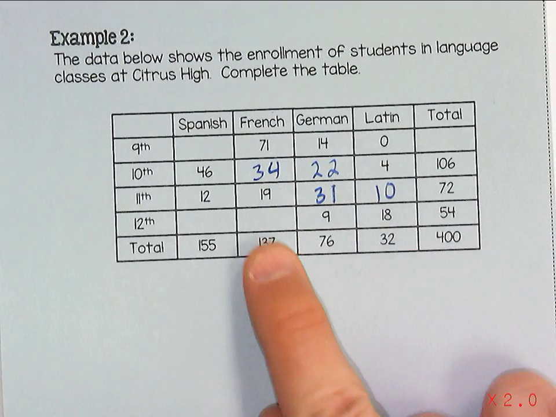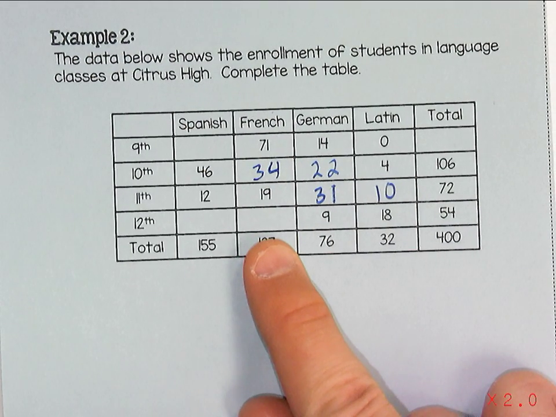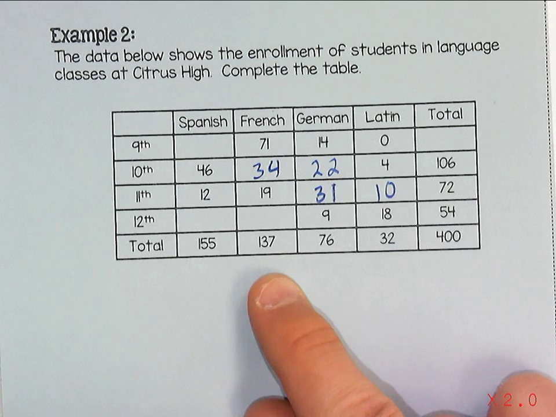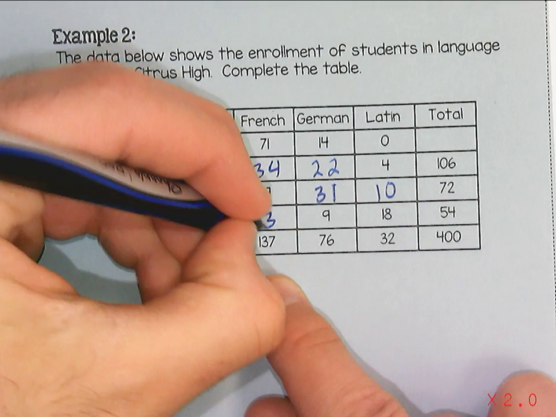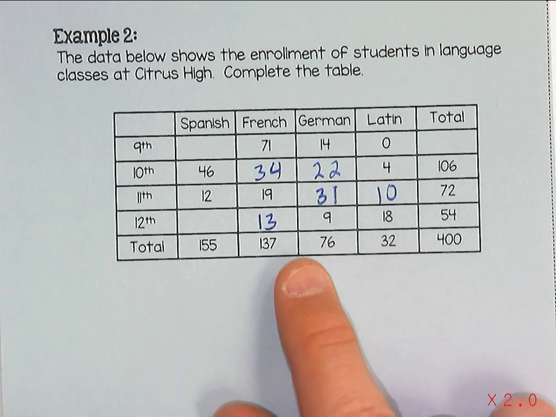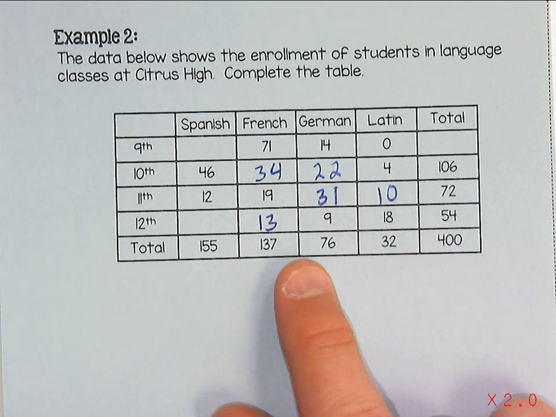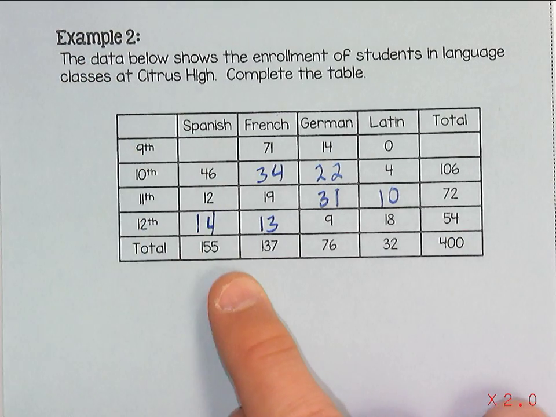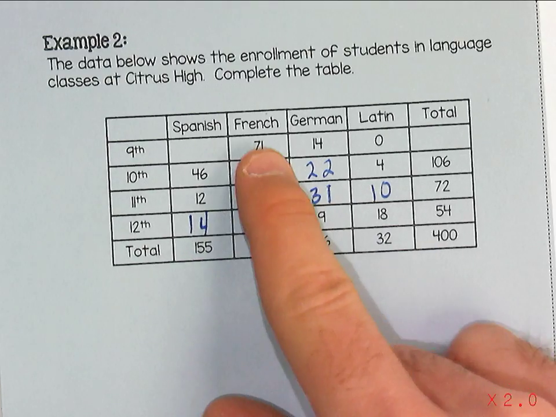Now I can go down the French column here, which will give me, I'll add up here, 71 plus 34 plus 19, 124. So 137 minus 124 is 13. Now I can go across the 12th grade row here, do the same thing. 13 plus 9 plus 18. So I'll do 54 minus 40, which would be 14. And as you can see, this starts to fill in nicely.